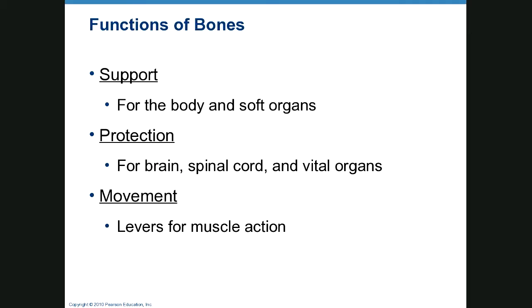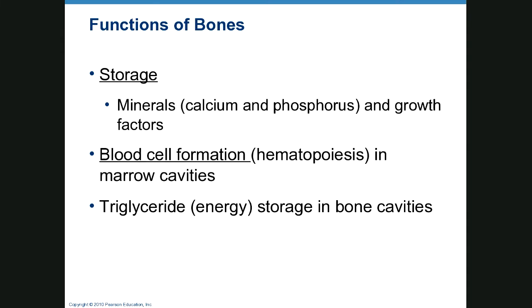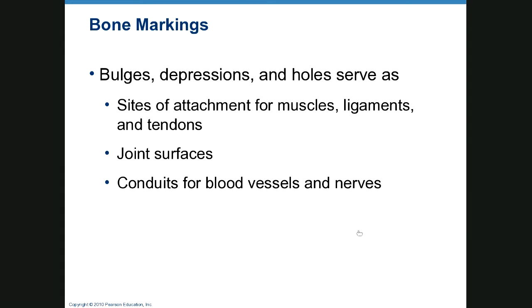Bones support, protect, and allow movement. They're also for storage of calcium and phosphorus, for hematopoiesis, and for triglyceride or fat storage in cavities. The bulges, depressions, and holes in these bones serve as sites of attachment for muscles, ligaments, tendons, and joint surfaces, and also as holes for vessels and nerves to go through.